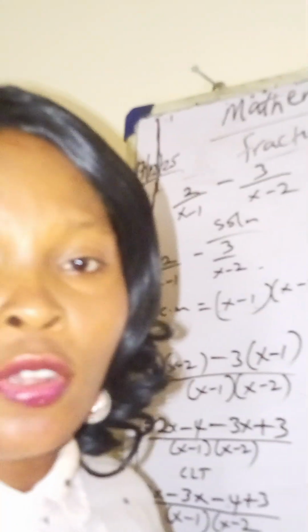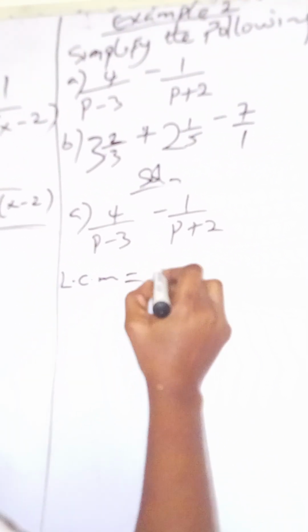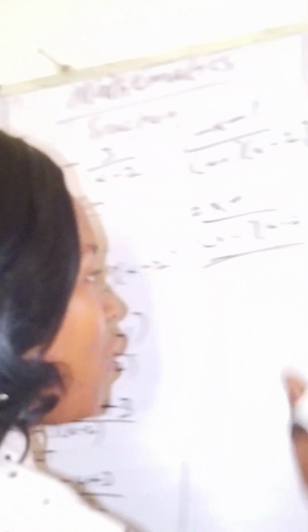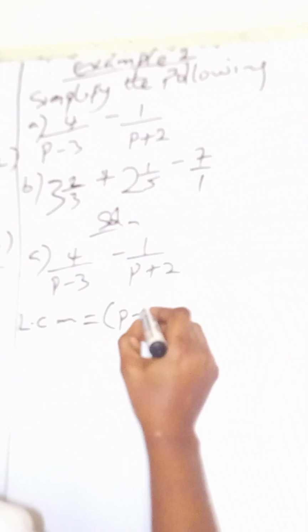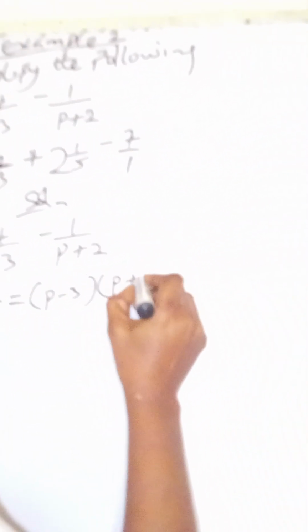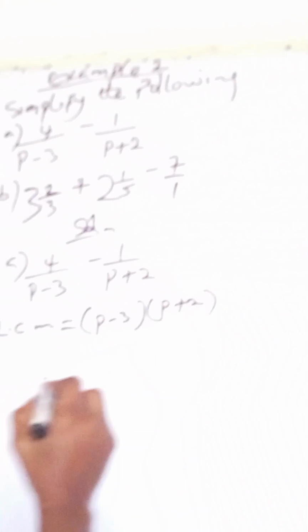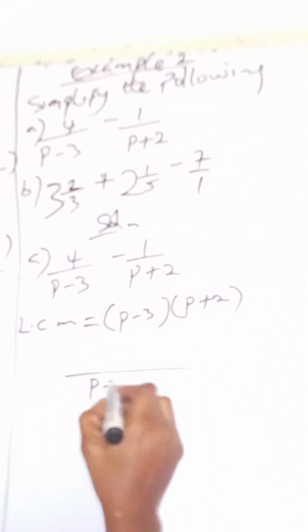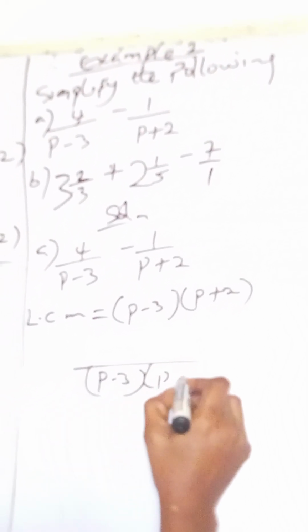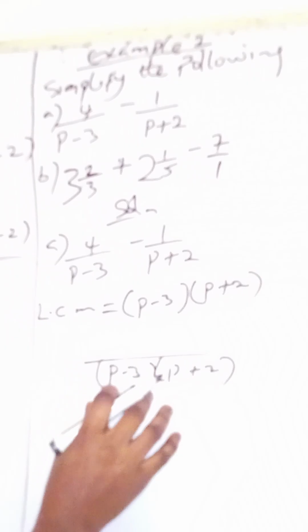As I said earlier, when you are given a fraction, the first thing is to look for your LCM. My LCM is the combination of the two, mostly when they have different signs and different values. So I'm going to write p minus 3 bracket p plus 2. So I'll put down my LCM, which is p minus 3, p plus 2.